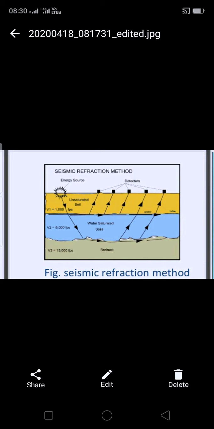The instrument setup of the seismic refraction method is like this. This is the energy source, and these are the detectors. These are the soil layers: first layer, second layer, and third layer. The first layer is an unsaturated layer, the second is a water saturated layer, and the third is the bedrock layer. According to these layers, we can draw a front view like this, with geophones and layers 1, 2, 3 of thicknesses h1, h2, h3. First we strike an impact load at a point P.